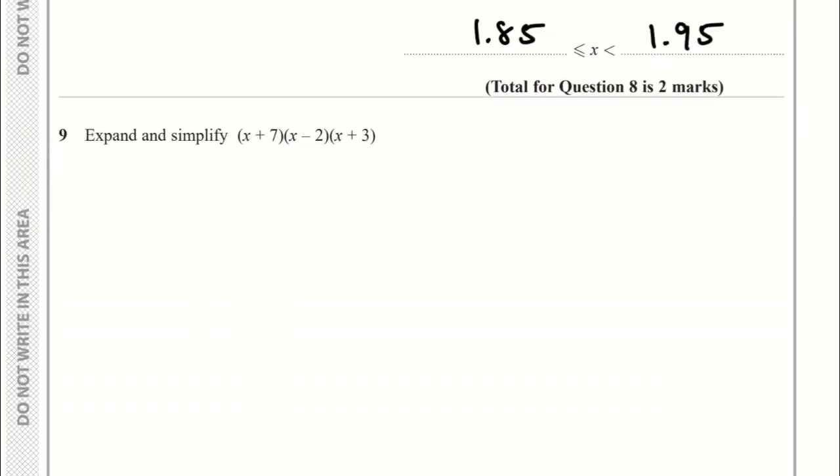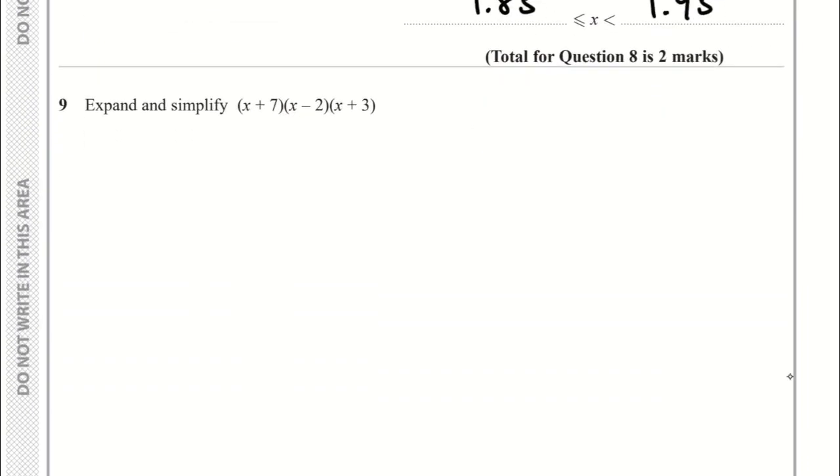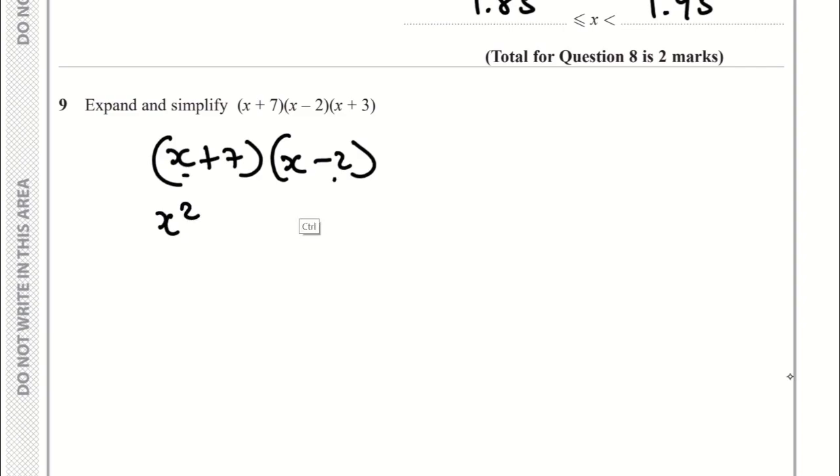Okay, let's look at question number 9, which says expand and simplify (x plus 7)(x minus 2)(x plus 3). But let's start with the first two brackets. Let's expand this. x times x, that's x squared. x times negative 2 is negative 2x. 7 times x is plus 7x.